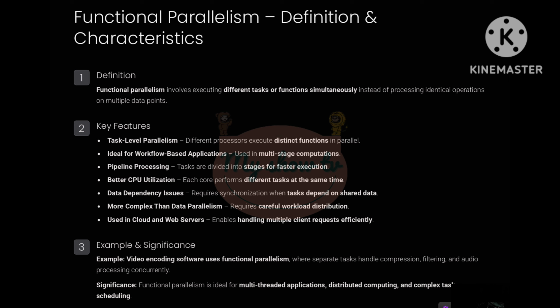Example: in a video editing software, different processors handle video, audio, and rendering simultaneously. Why important? Functional parallelism is essential for multi-threaded applications, distributed workflows, and modern software development.